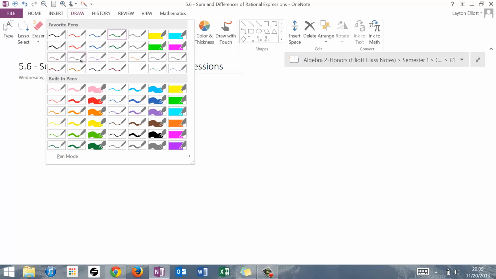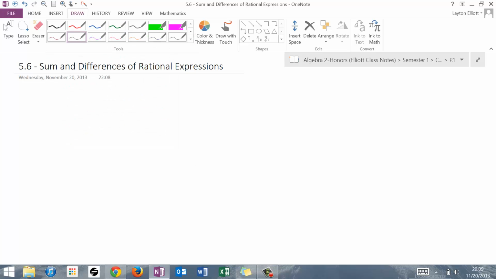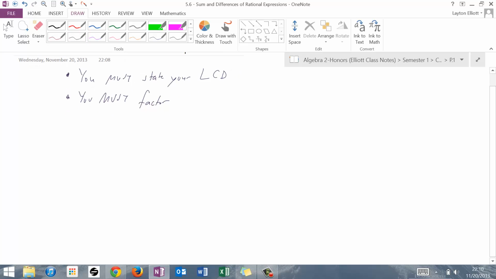For the second of your 2 retreat lessons, we're going to talk about adding and subtracting these things. 2 points. Number 1, you must state your least common denominator. And number 2, you must factor. These are 2 non-negotiables, and you'll see why. We're going to go ahead and just do some examples of this.